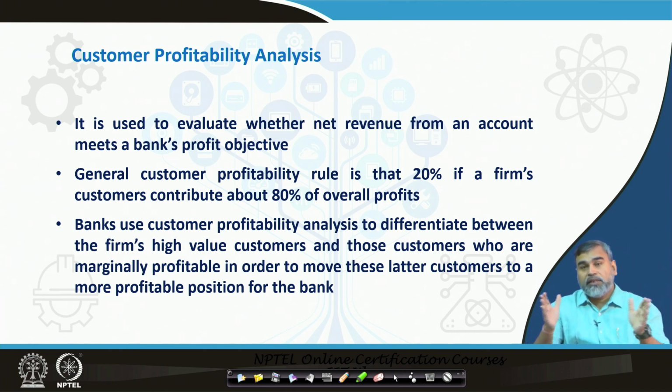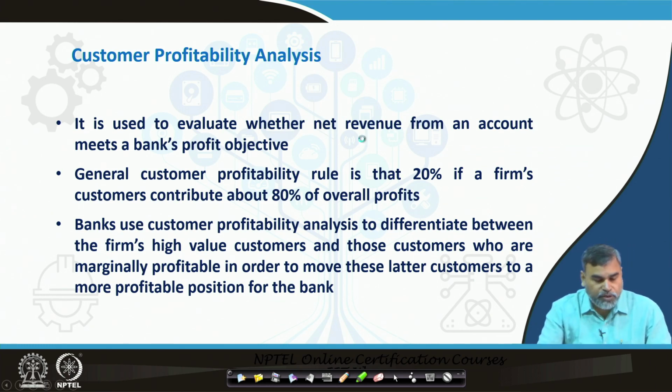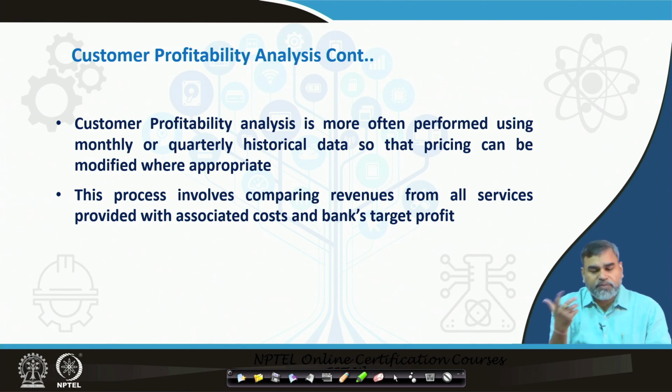First, the bank analyzes what percentage of the customers contribute how much to the total profit. Once they get it, they try to see to whom they should give more emphasis so that they can contribute more to the profit of the commercial banks. That is basically the overall customer profitability analysis. This is what banks always do using monthly or quarterly historical data, so that the pricing can be modified where appropriate. That is why you see loan pricing is different for different customers. Why is it different? Because of the contribution of the customers towards the profit.